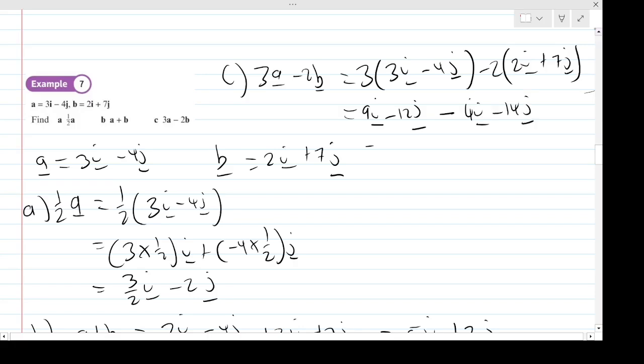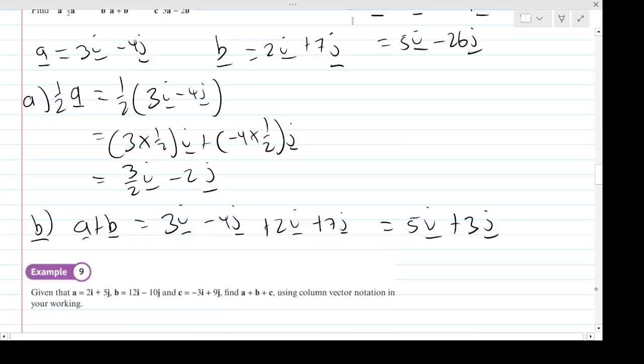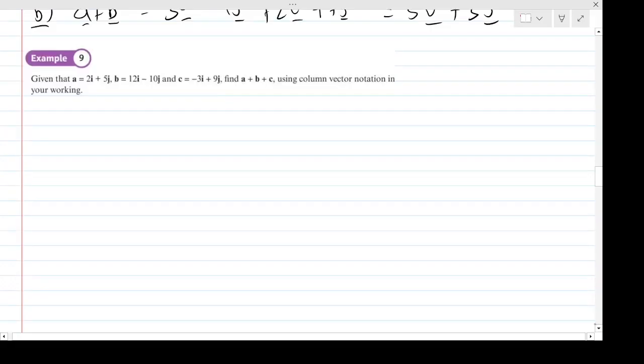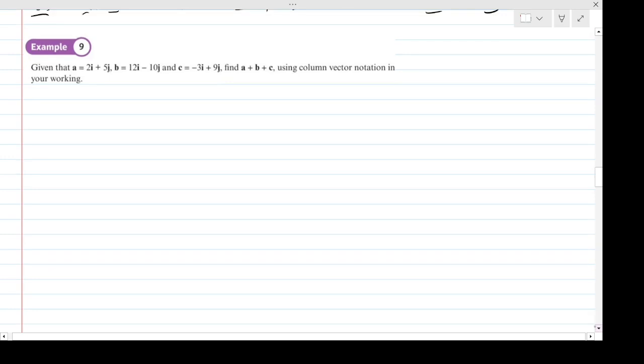And then again, we can collect the like terms, right? So we're going to have 9i minus 4i be 5i, right? And minus 12j minus 14j would be minus 26j. And there we are. Okay, cool. Okay, so again, the arithmetic with these vectors works in exactly how you expect, right? But yeah, let's have a look at this example.